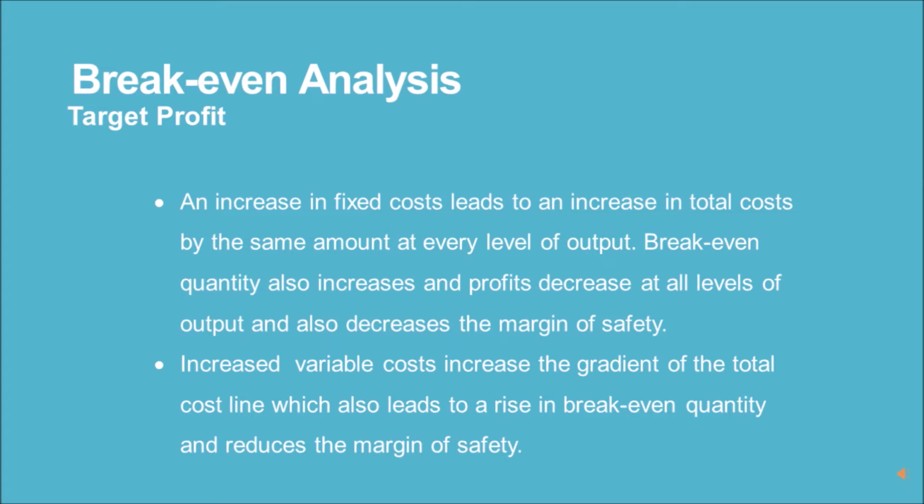An increase in fixed costs leads to an increase in total costs by the same amount at every level of output. Break-even quantity also increases and profits decrease at all levels of output, which also decreases the margin of safety. Increased variable costs increase the gradient of the total cost line, which also leads to a rise in break-even quantity and reduces the margin of safety.